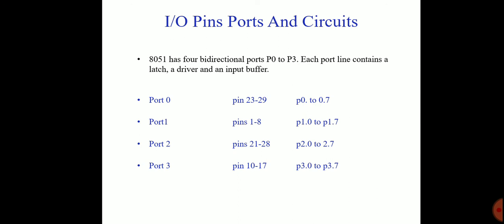Now we see the port 3 operation. Port 3 is a bidirectional input and output port with internal pull-up. When used as a general input-output port, the operation is similar to port 1. The input and output function can be programmed under the control of the port 3 latches or under the control of various other special function registers.